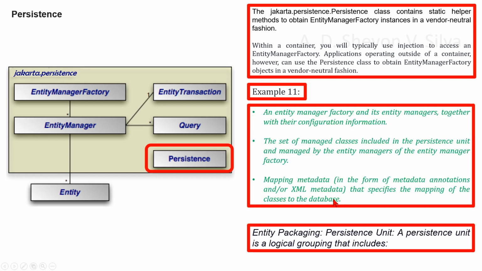Now we are considering persistence unit in entity packaging. A persistence unit is a logical grouping that includes an entity manager factory and its entity managers, together with their configuration information; the set of managed classes included in the persistence unit and managed by the entity managers of the entity manager factory; and mapping metadata in the form of metadata annotations and/or XML metadata that specifies the mapping of the classes to the database.